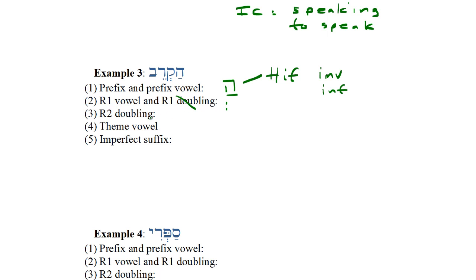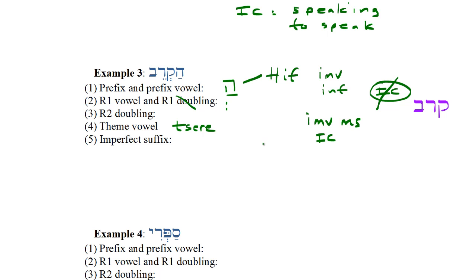And R2 doubling is not an issue now that we're looking at hiphil. In this case, there would be no R2 doubling anyway because we have a resh, but again, it's not an issue here. The theme vowel is important. That is a tsere, and that immediately limits our possibilities. We know that we do not have an infinitive construct now. And then we look at the suffix, and there is no imperfect suffix here. So that means that we could have either a hiphil imperative masculine singular or a hiphil infinitive construct. The root is karav, and karav in the qal means to draw near.